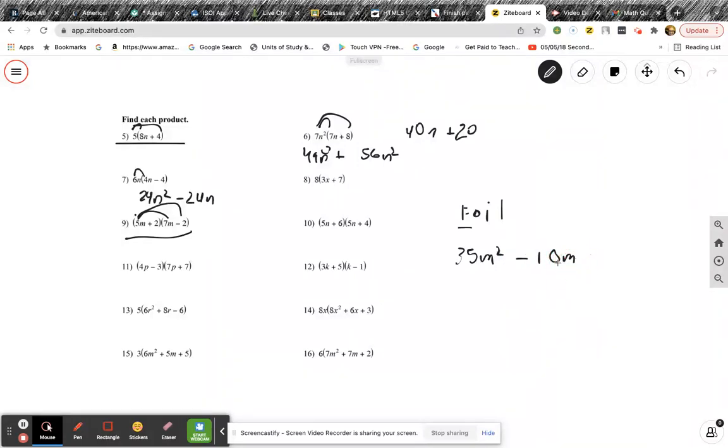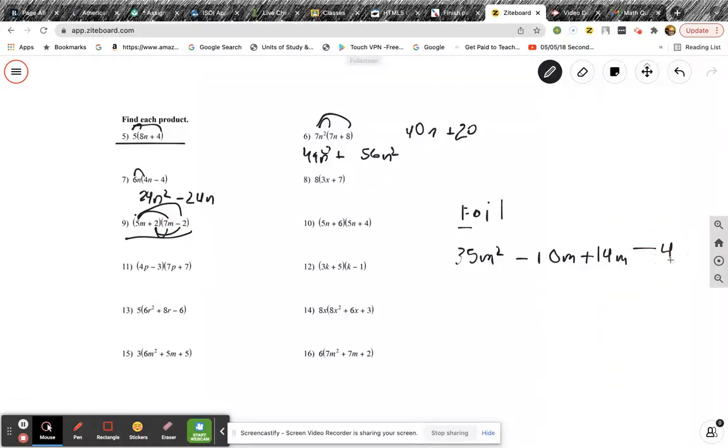Okay. You're going to multiply the inner, that's the I. 2 times 7m is 14m. And then you're going to multiply the last terms. That's the L. 2 times negative 2 is negative 4.